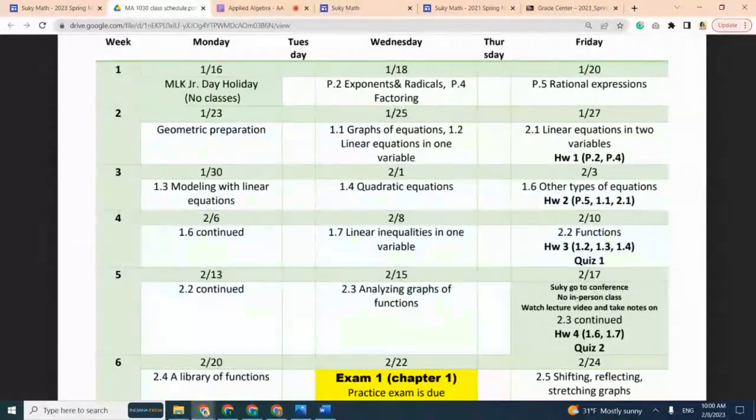So today we will finish 1.6 and start 1.6. This Friday you have your homework 3 and you have your first quiz. Your quiz 1 will have 2 problems, and you have to answer those questions. Usually it has 2 or 3 questions, depending on the difficulty of the questions.